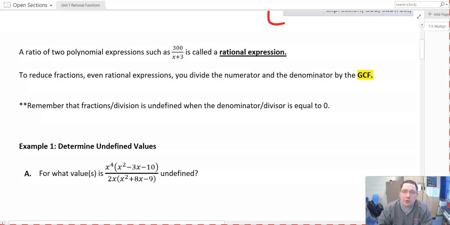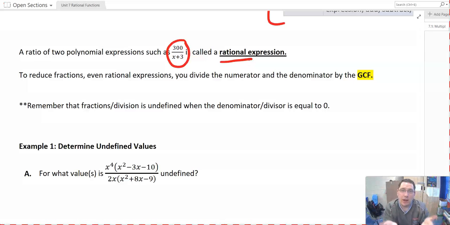Remember that a ratio of two polynomial expressions, such as 300 over x plus 3, is called a rational expression. And remember that term rational. If you think about sets of numbers, we've talked about numbers being rational or irrational, right? And remember that rational numbers can be written as a fraction. So let's talk about how we deal with fractions.